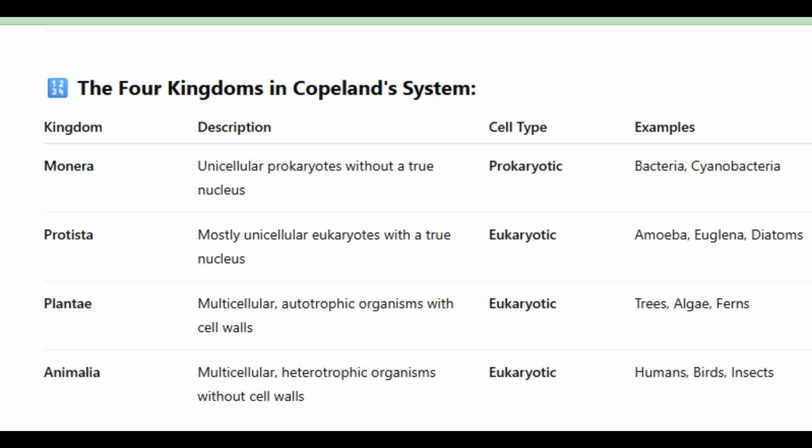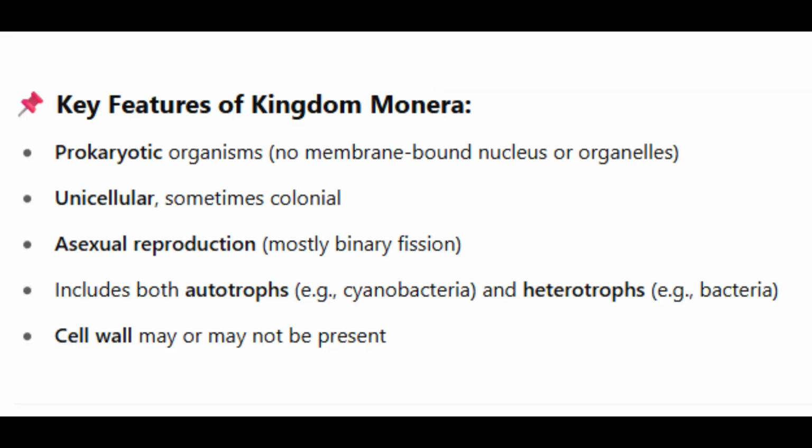Key features of kingdom Monera. Prokaryotic organisms. No membrane-bound nucleus or organelles. Unicellular, sometimes colonial. Asexual reproduction, mostly binary fission.